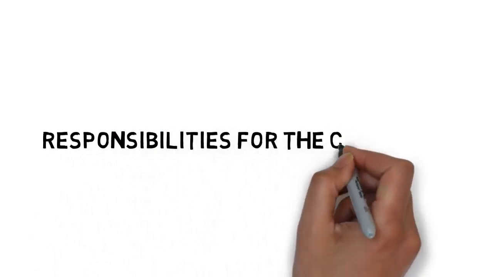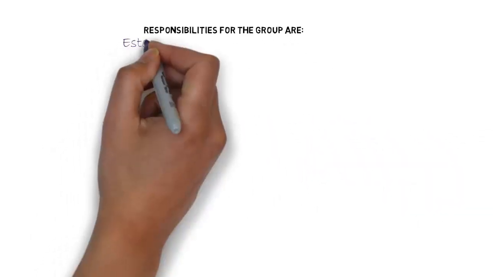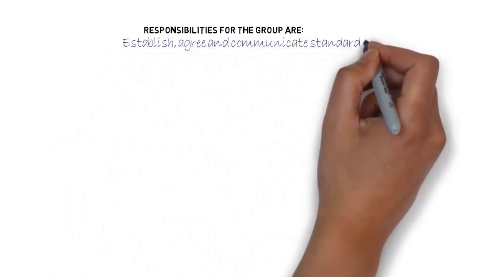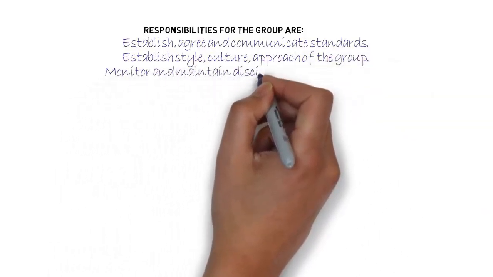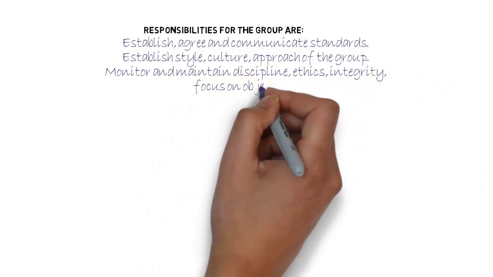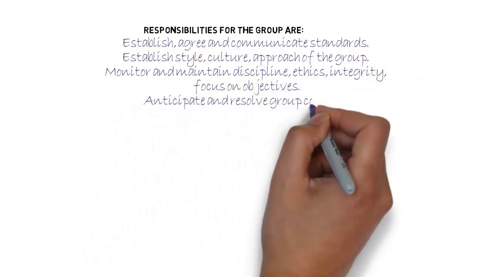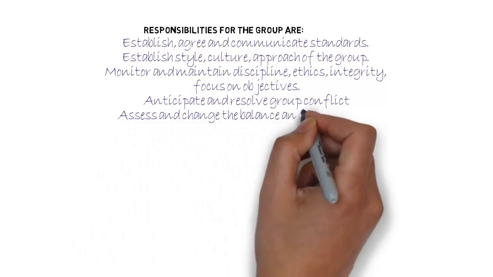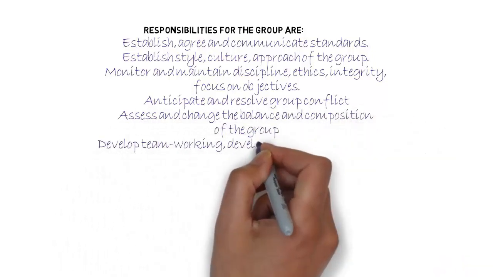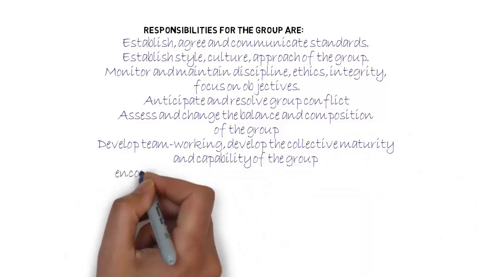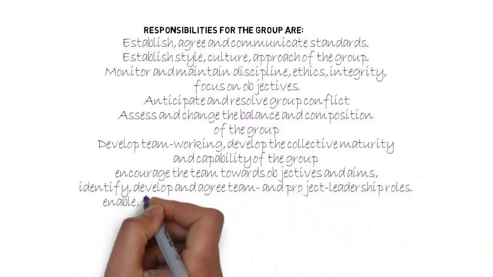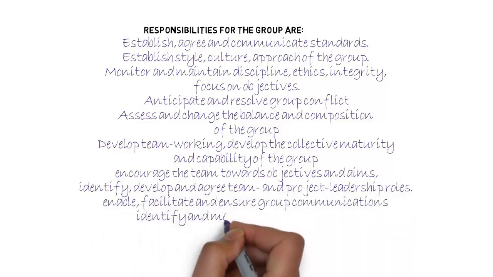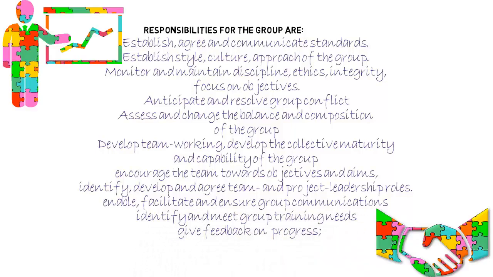Responsibilities of a manager for the group are: establish, agree and communicate standards of performance and behaviour; establish style, culture, approach of the group, soft skill elements; encourage suggestions, monitor and maintain discipline, ethics, integrity, and focus on objectives; anticipate and resolve group conflicts, struggles or disagreements and grievances; assess and change as necessary the balance and composition of the group; develop team working, cooperation, morale and team spirit.